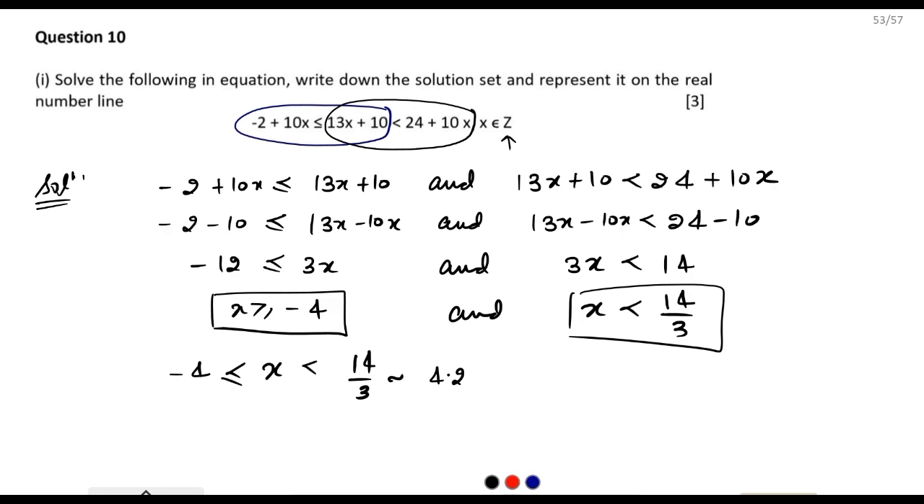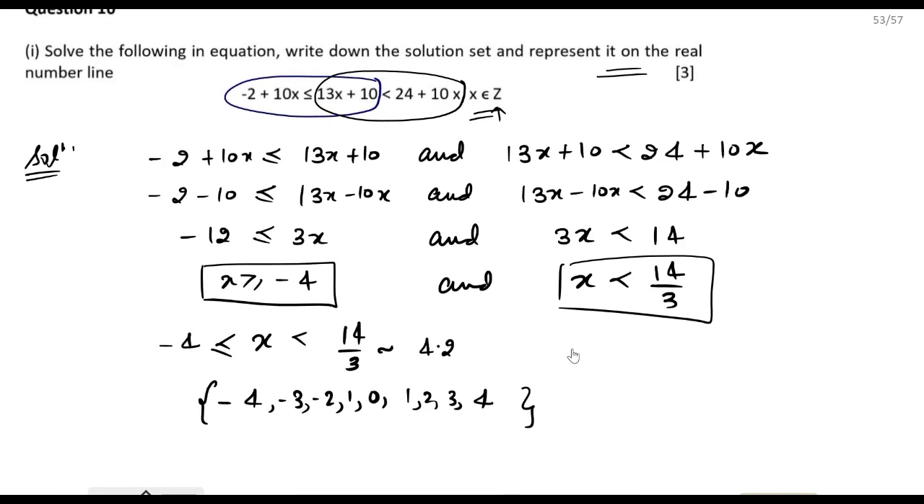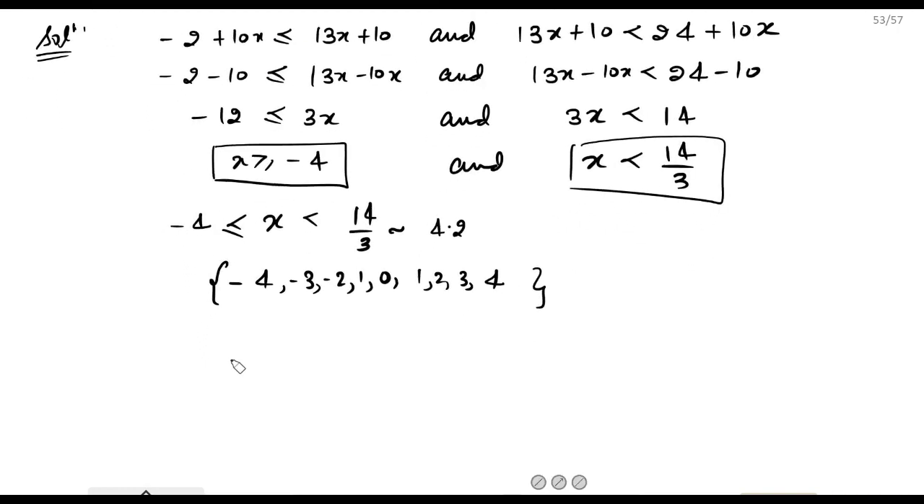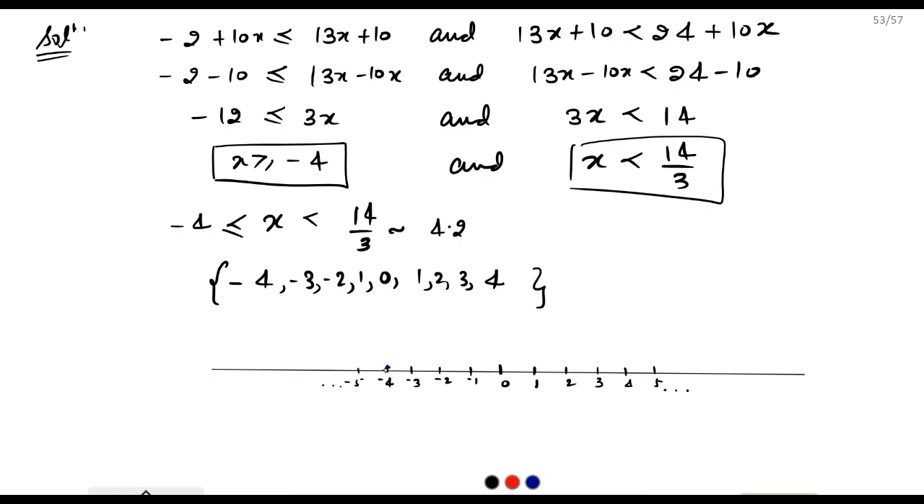That is 4.2. Now x belongs to Z, integers, then the integers are minus 4, minus 3, minus 2, minus 1, 0, 1, 2, 3 and 4. We have to represent it on the real number line. First included number is minus 4, next minus 3, minus 2, minus 1, 0, 1, 2, 3 and 4.